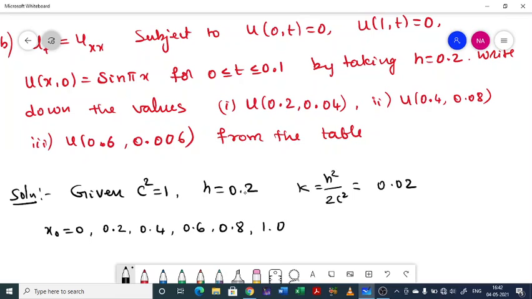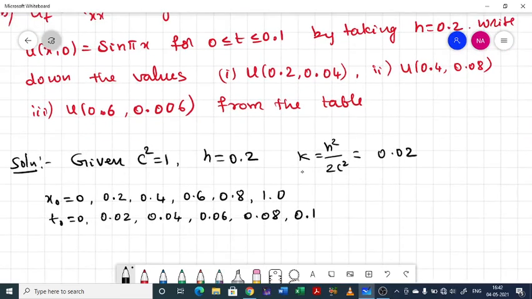T, it is given t varies between 0 and 0.1. So t naught is 0, 0.02, 0.04, 0.06, 0.08, 0.1. So these are the values of x naught and x and t. Now you have to write the informative table.